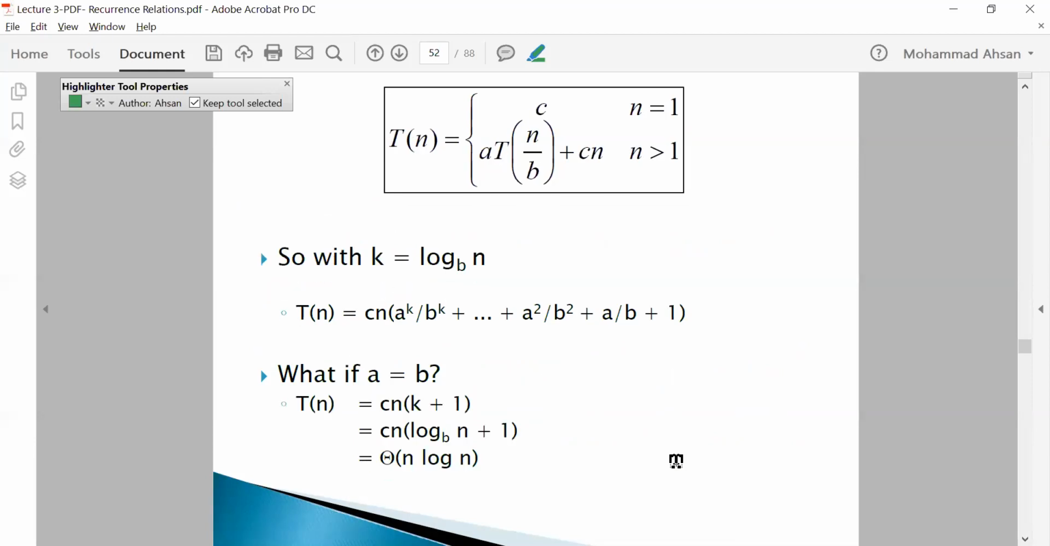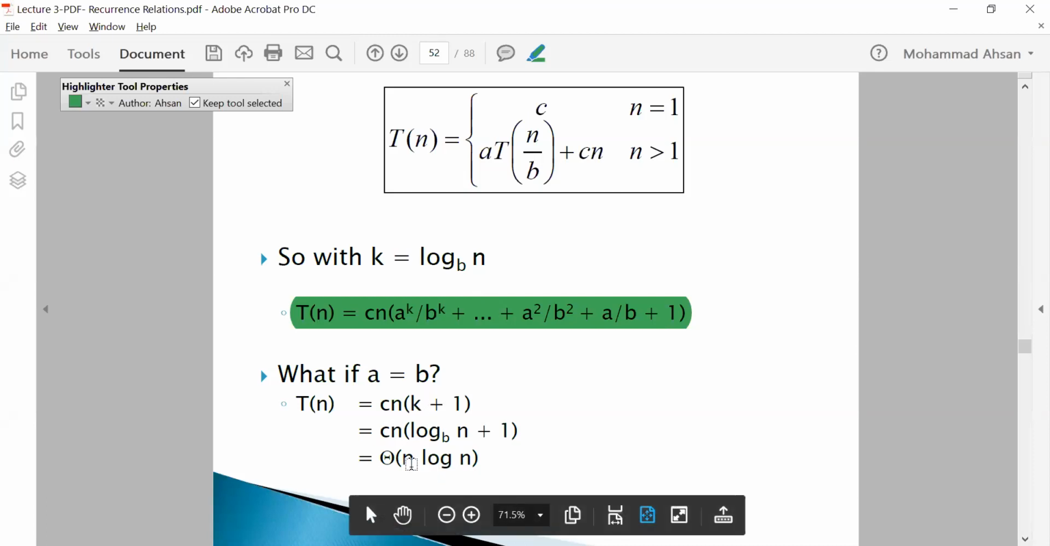Before they go ahead, this is our general equation, you keep in mind. Now, if your A is equal to B, for example, you have Tn is equal to twice Tn by 2 plus Cn. So A and B are the same. If you see this equation, the bracket part is reduced to k plus 1 terms, starting from k equal to 0. And your k is log n, you get this answer here.